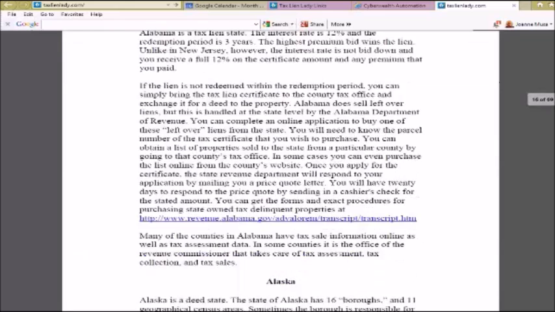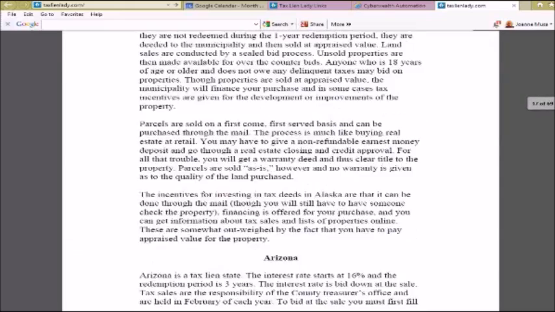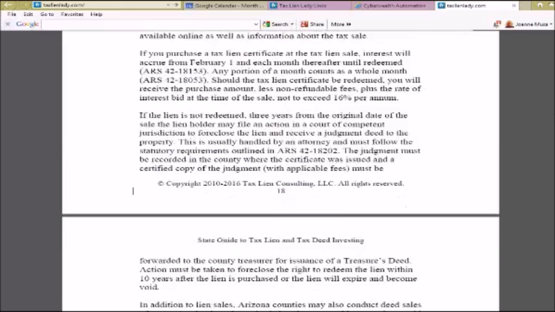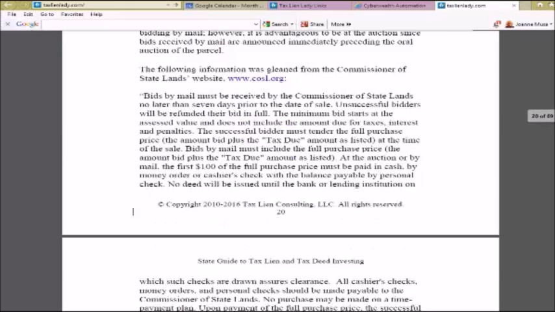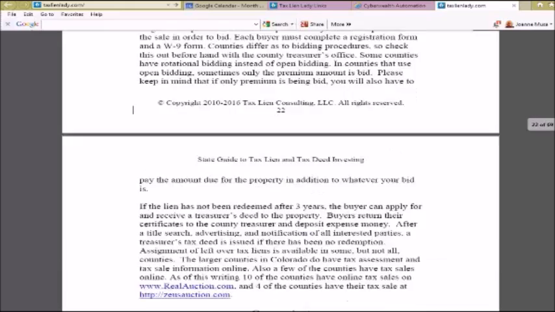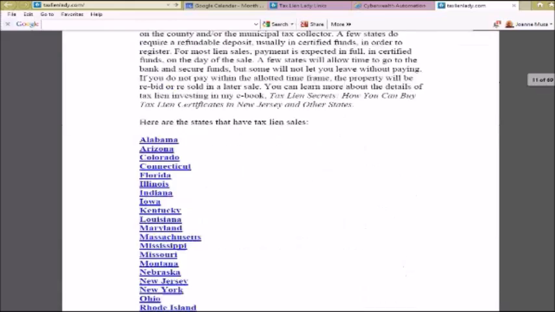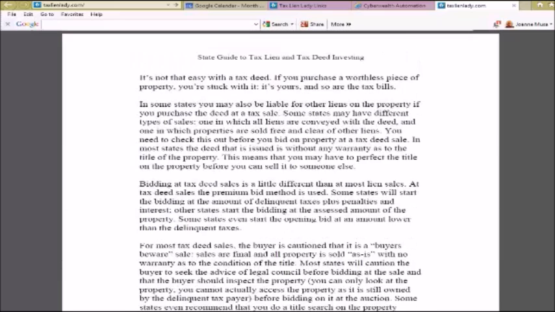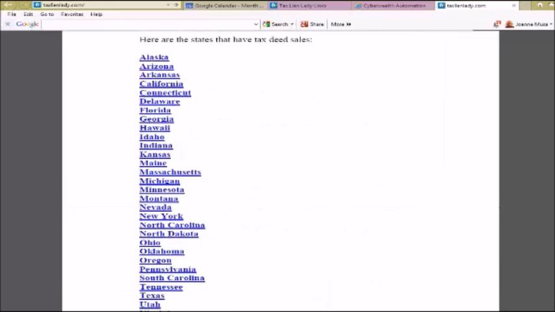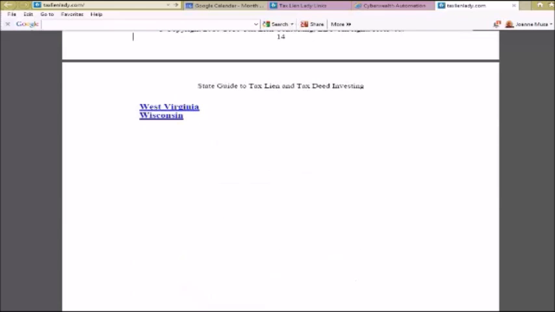Also, part 3 lists all the states. So if you live in a particular state, what you can do is just check out that state and the surrounding states. Or if you know you want to invest in liens, you could go here to part 1, find out who the lien states are, and then check out the lien states. So that's one of the tools that you have to find out which states are liens and which states are deeds, and where you want to invest.